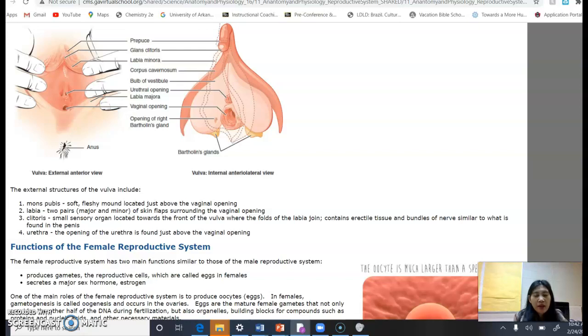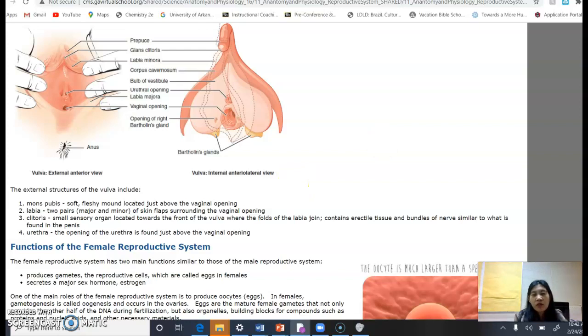Did you pass out from your mom's womb? Did your mom give birth to you through the vaginal opening, or through C-section? Okay, you can ask your mom about that. The external structures of the vulva include the mons pubis, the labia, the clitoris, and the urethra.